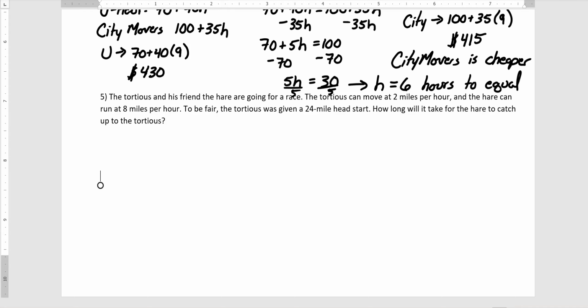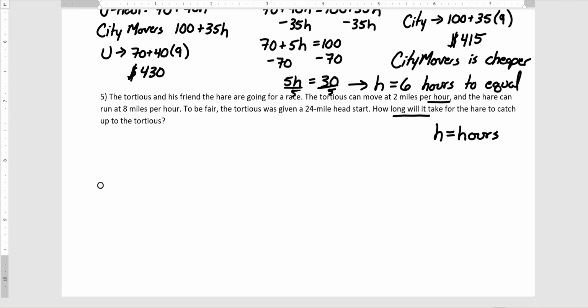So looking at number 5, the tortoise and his friend the hare are going for a race. Classic. The tortoise can move at 2 miles per hour. The hare can run at 8 miles per hour. To be fair, the tortoise was given a 24-mile head start. How long will it take for the hare to catch up to the tortoise? All right, so again, we're looking for how long it will take. And it looks like we're measuring in hours, so let's make our variable hours.